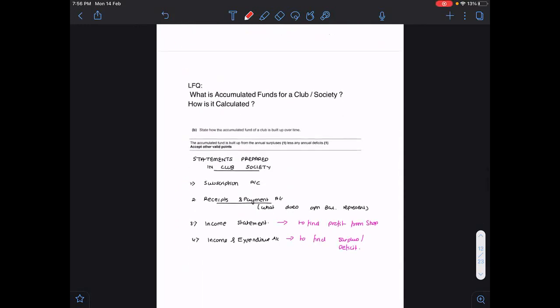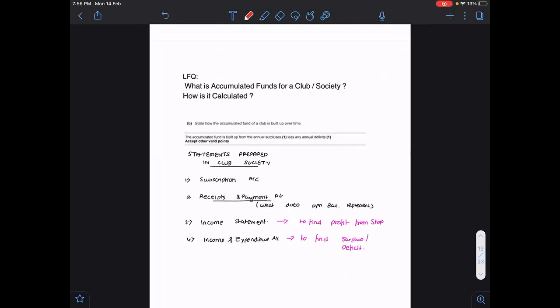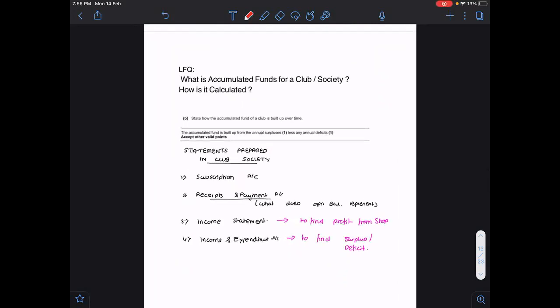Okay, fine. What is accumulated funds? Accumulated funds are the total capital that is raised by a club. It is built up from annual surpluses less any deficit.